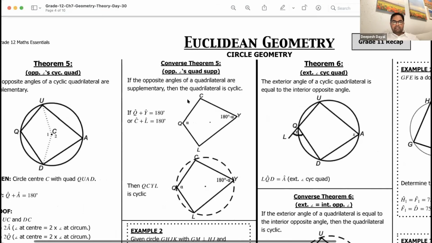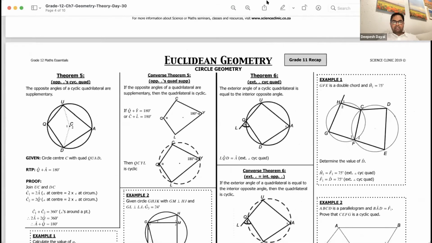And then we have theorem 6, which is the exterior angle of a cyclic quad equals the opposite interior angle. So we've got this one here. If this is x, then that will be x, right? So that is theorem 6, exterior angle of a cyclic quad.